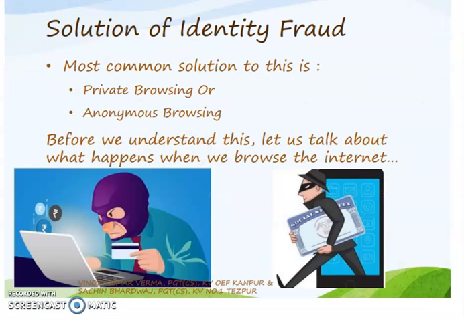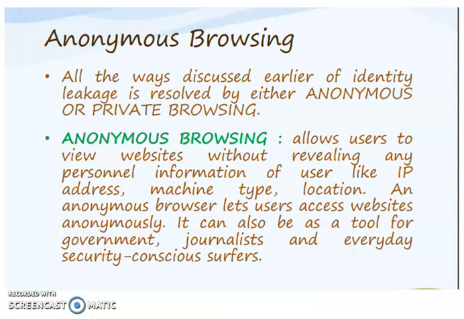Then the solution to identity fraud. The most common solution to this is private browsing or anonymous browsing. Two types of browsing methods: private browsing or anonymous browsing. Before we understand this, let us talk about what happens when we browse the internet. All the ways of identity leakage discussed earlier are resolved by either anonymous or private browsing.